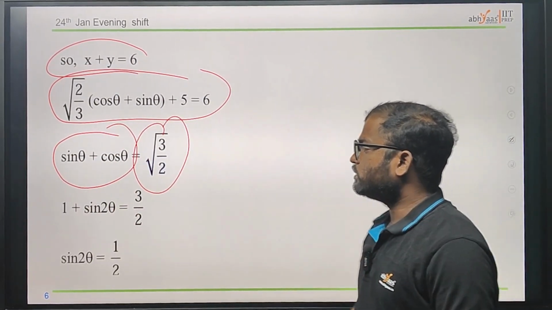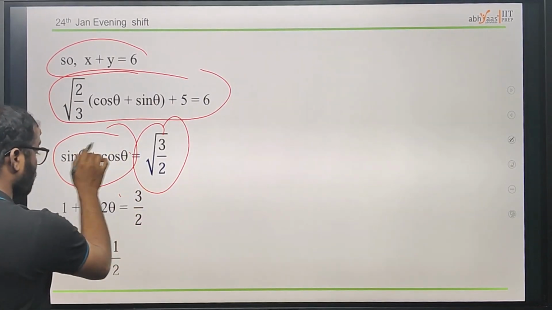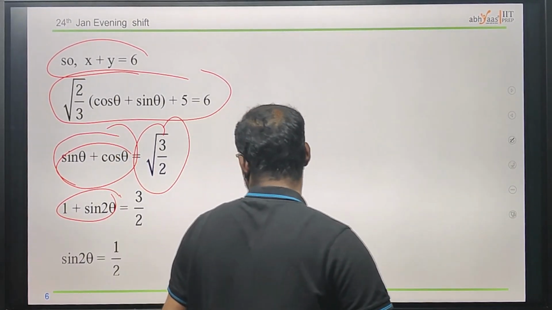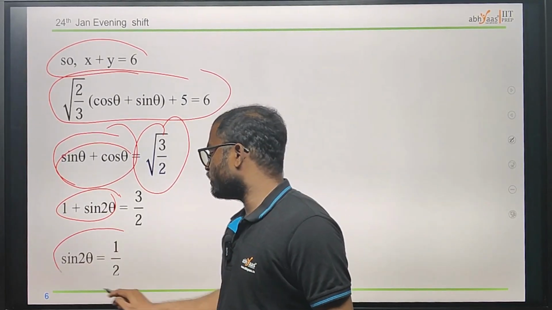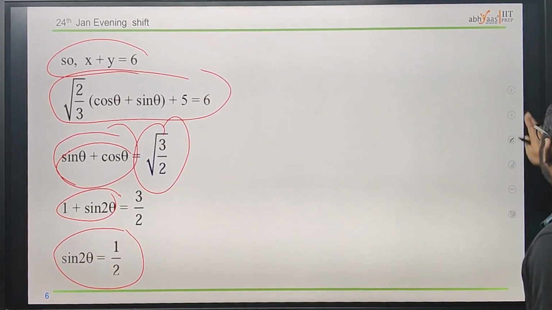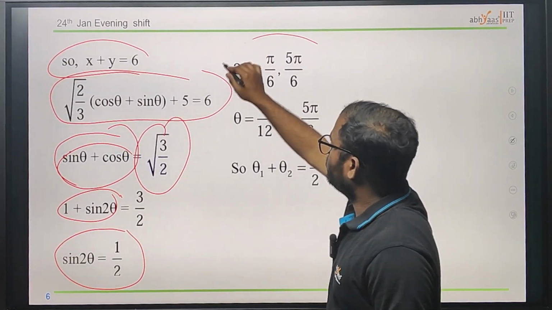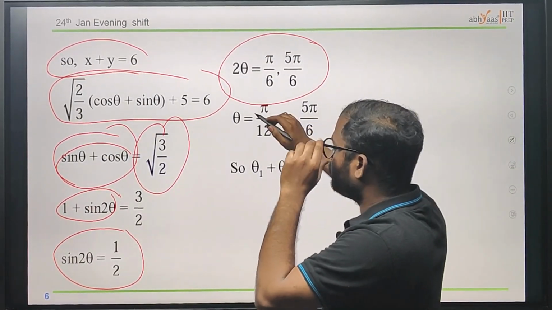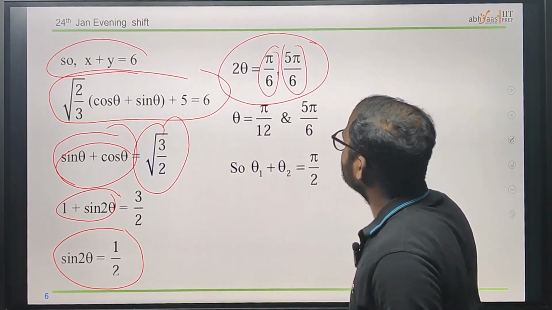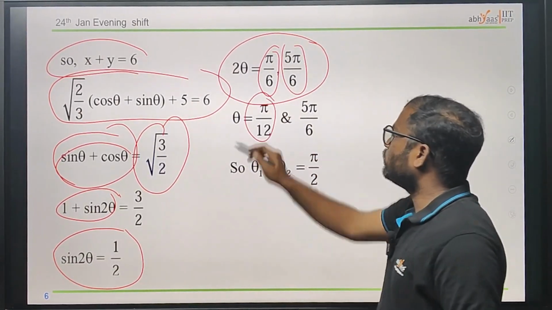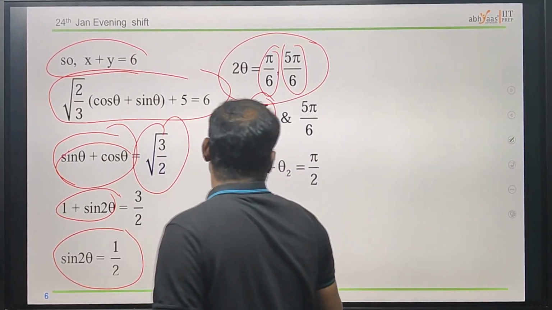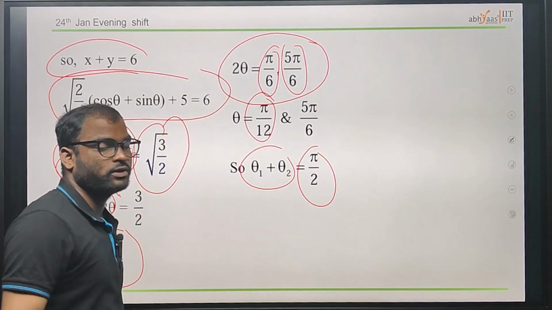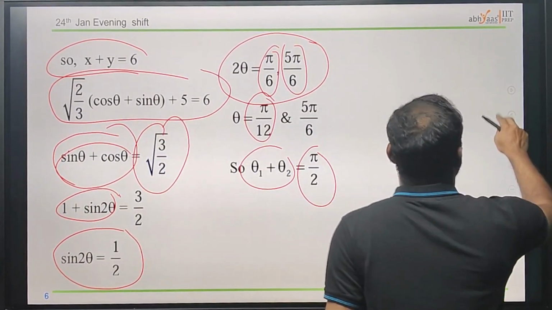Now squaring on both sides, we get 1 plus sine 2 theta is equal to 3 by 2. Ultimately we got sine 2 theta is equal to 1 by 2. Therefore, by the principal trigonometric equation, we find the values: 2 theta will be pi by 6 and 5 pi by 6. Therefore theta is pi by 12 and the other one is 5 pi by 12. Adding those, theta 1 plus theta 2 is pi by 2 is the answer, which is 90 degrees.